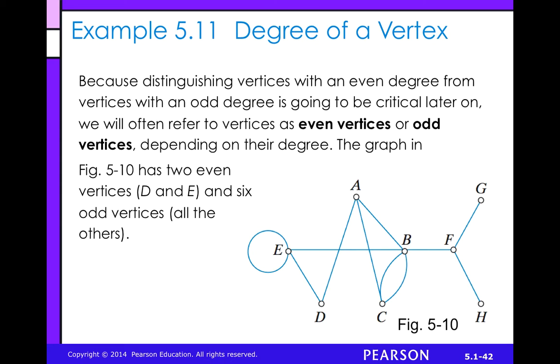Distinguishing vertices with an even degree from vertices with an odd degree is going to be critical when we get to section 5.3, so we make those their own separate definitions now. An even vertex is a vertex with even degree. An odd vertex is a vertex with odd degree. So A, for example, you can say that's odd because its degree is odd. Its degree is 3, and 3 is an odd number. On the other hand, the degree of E was 4. 4 is even, therefore we call E even.